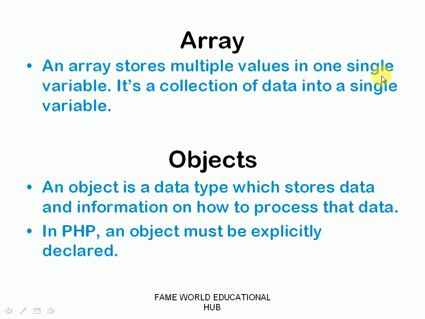An array stores multiple values. The main thing is that we can store multiple values within a single variable. An array stores multiple values in one single variable. It is a collection of data in a single variable. So we can store multiple data in a single variable.